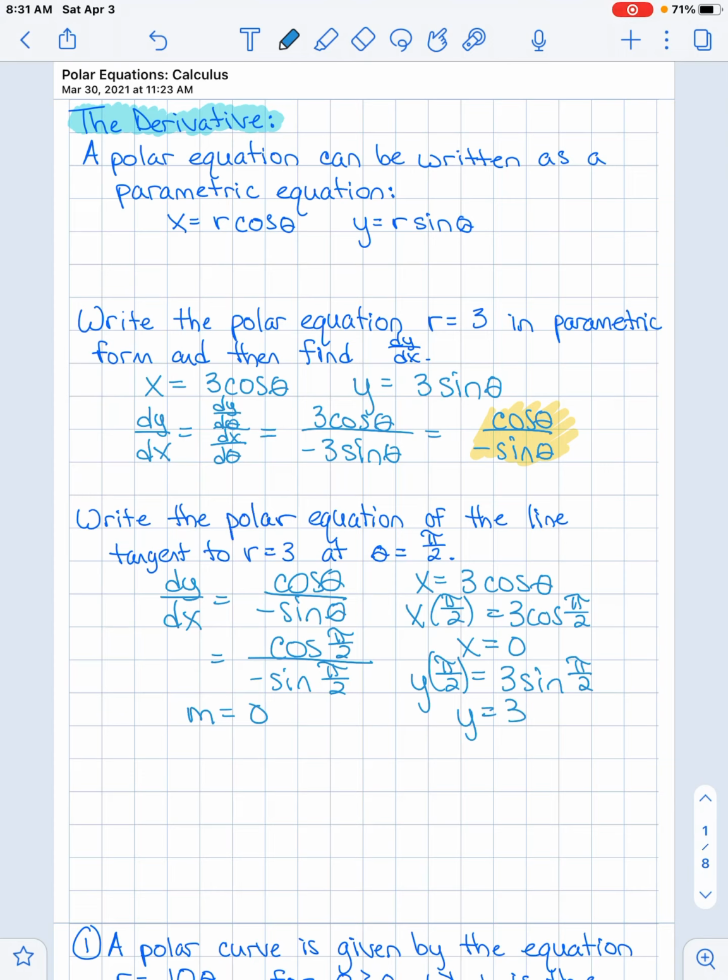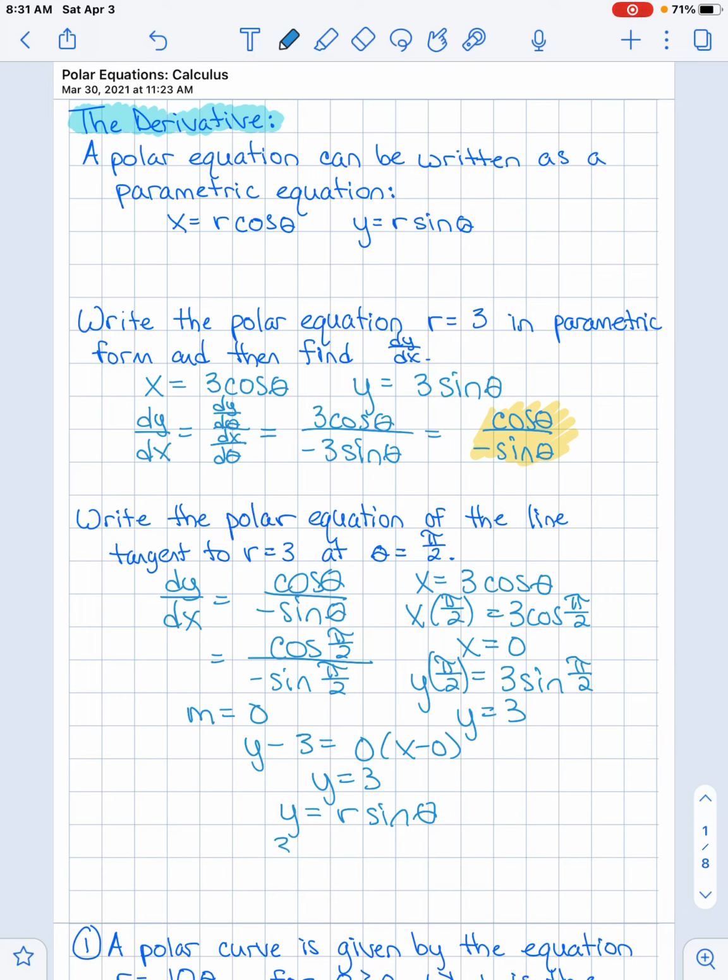This is a horizontal line because the slope is 0. Pardon me. So the equation of the horizontal line, if we write it all out in point slope form, y minus y1 equals the slope times x minus x1, so it's y equals 3. But the question said write the polar equation of the line that's tangent, so I need to write an equation in polar form, so I need it to be r equals something. Well, if I know that y equals 3, I also know that y equals r times the sine of theta.